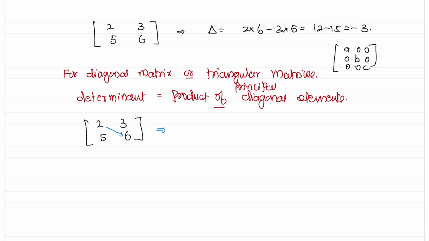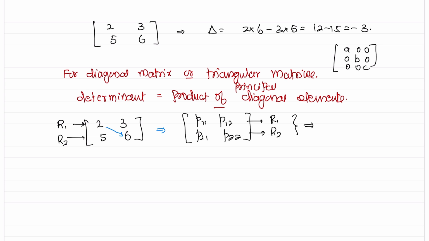This is R1, row 1, from the definitions you know, row 1, row 2, P11, P12, P21, P22. Please remember, I have already explained what is row and what is column. In this, it is R1, this is R2. Let's go for some elementary operation. What I have to do? I have to make the element below the diagonal in R2 to be 0.